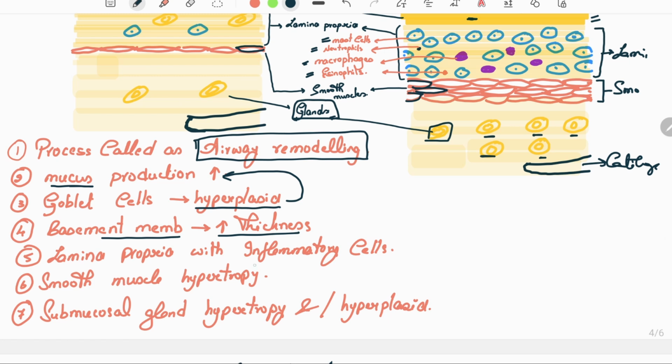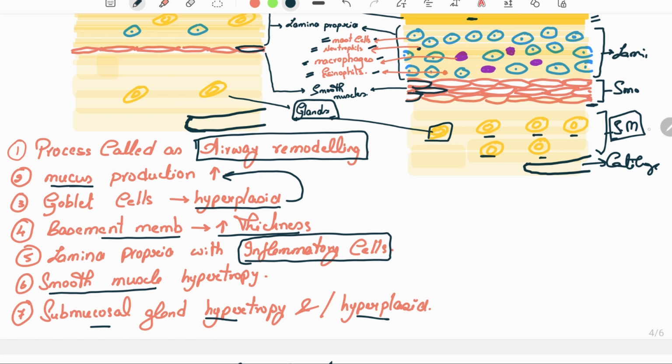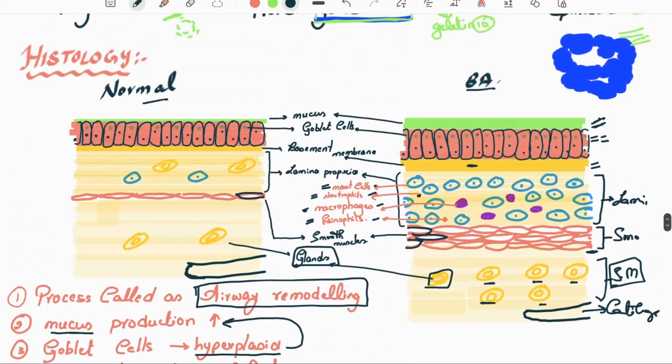And in the lamina propria, we can see inflammatory cells, which are the mast cells, neutrophils, macrophages and eosinophils. And there will be smooth muscle hypertrophy. To bear all the inflammatory cells in the lamina propria, the smooth muscle undergoes hypertrophy, like the size of the muscle is increased. And next is submucosal gland hypertrophy or hyperplasia. The glands present in the submucosa are increased or divided. So these are all the histological changes that we observe in a bronchial asthma patient.